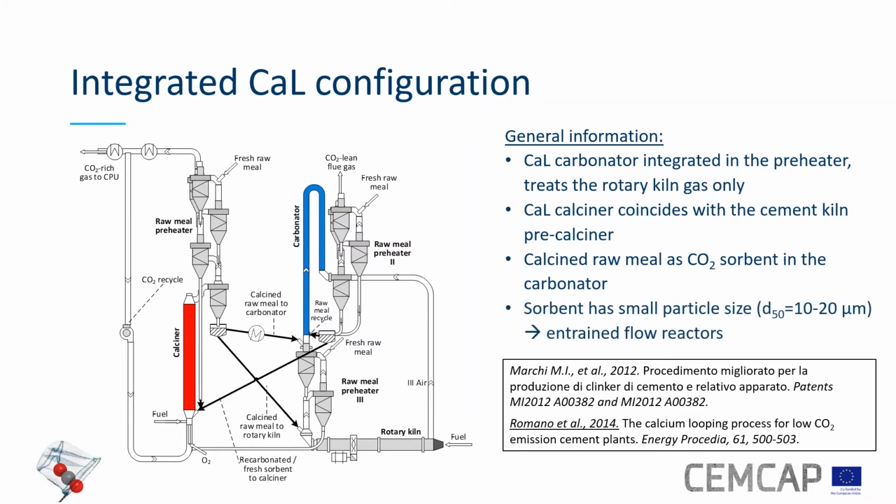And here also we need to use small particle size, the same particle size used for clinker production, of the order of tens of microns, 10, 20 microns, which means that fluidized beds here are not the best gas-solid contactors, but entrained flow reactors should be used, as entrained flow reactors are already used in cement kilns, so normal precalciners are entrained flow reactors.